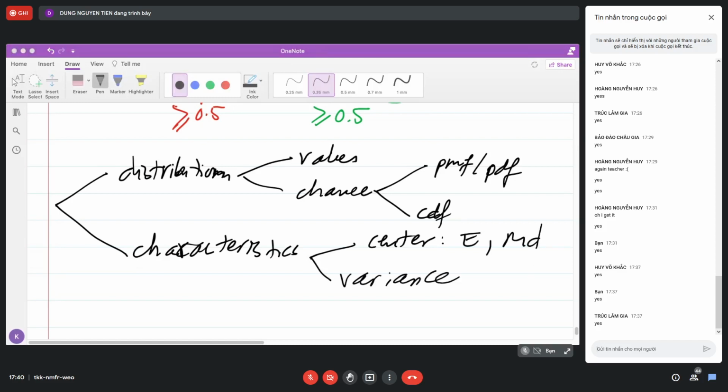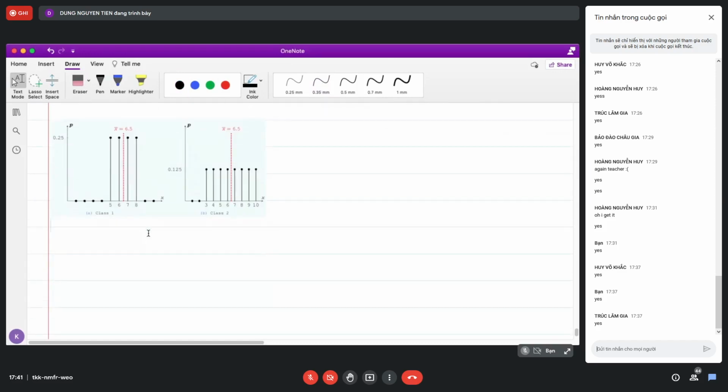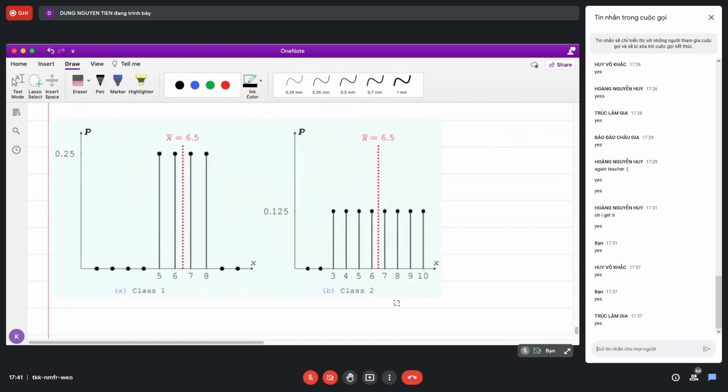All right. Now I want to talk about the variance. What is the variance of X? And why do we need to talk about that? Let's have a look at the following graph.